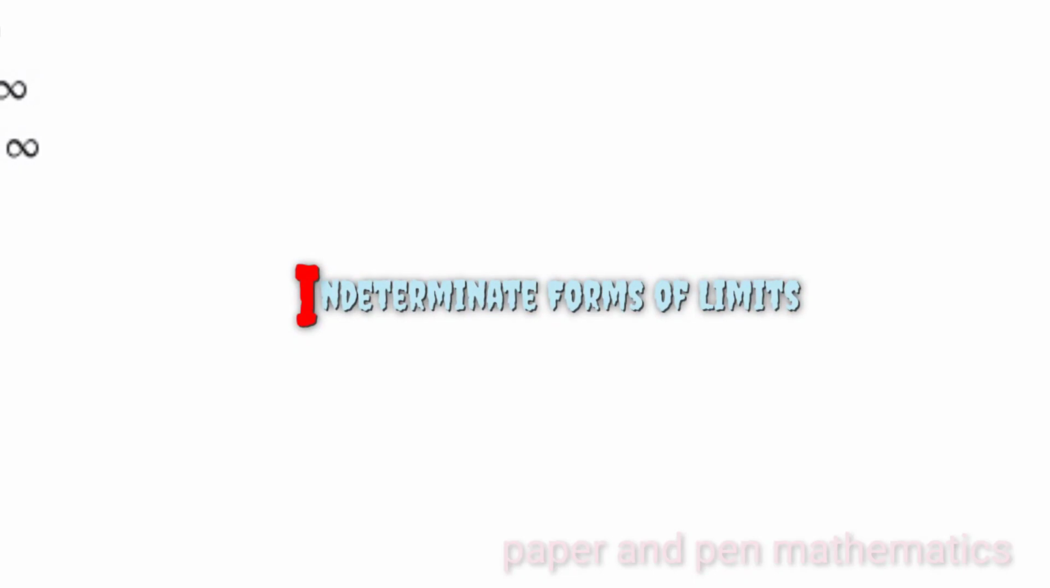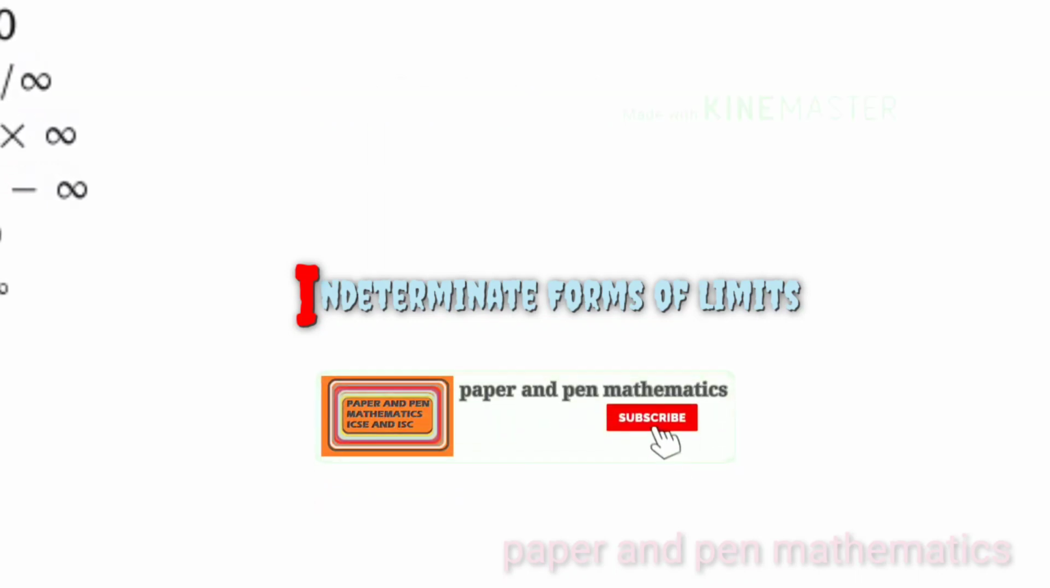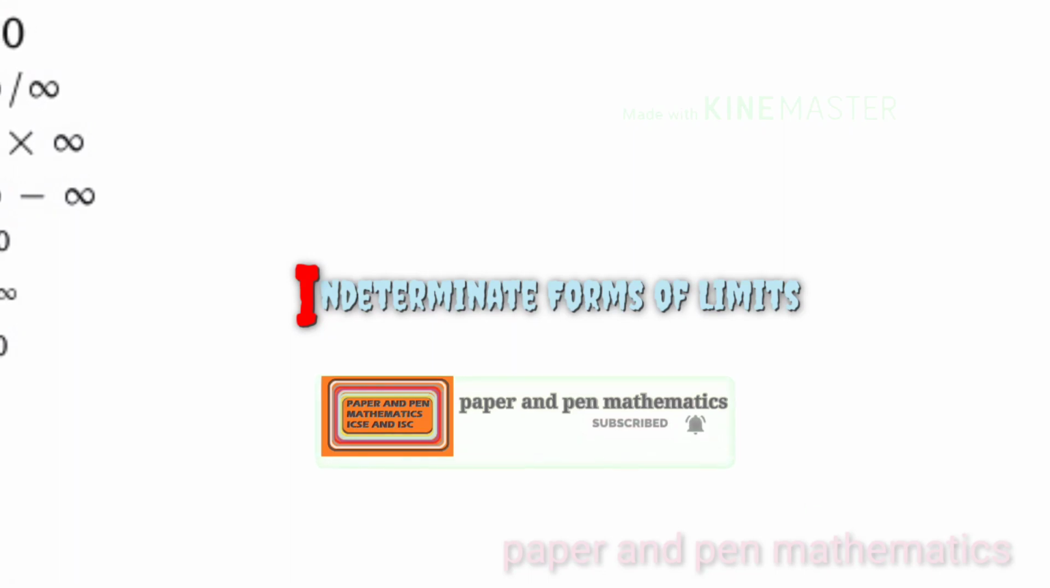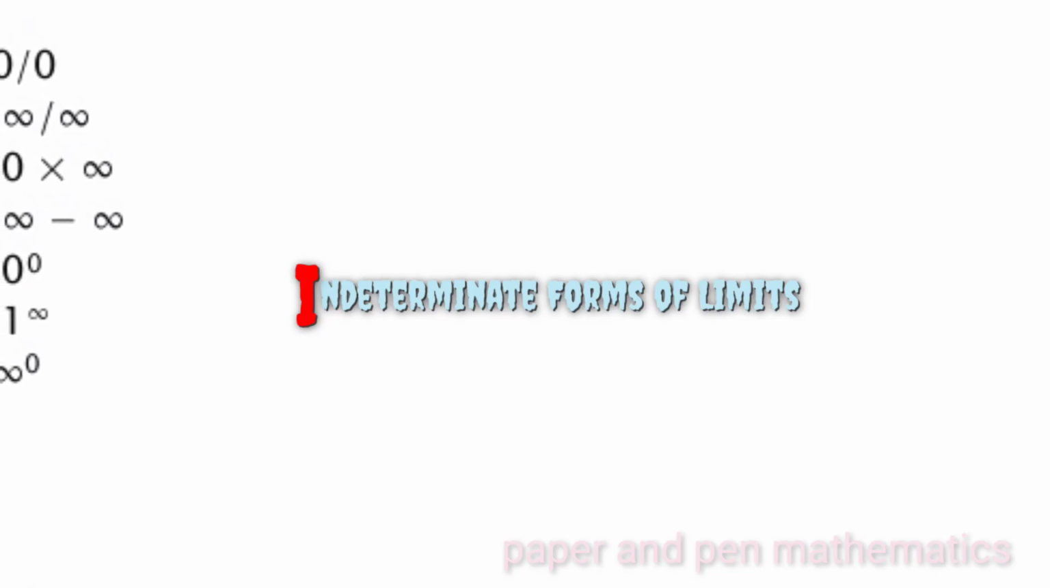Our topic is indeterminate forms of limits. Now, in the English language, the term indeterminate means unknown. So, a mathematical expression is said to be indeterminate if its value cannot be precisely determined. Mathematical expressions involving limits are said to be indeterminate when merely knowing the limiting behavior of individual parts of the expression is not sufficient to actually determine the overall limit.